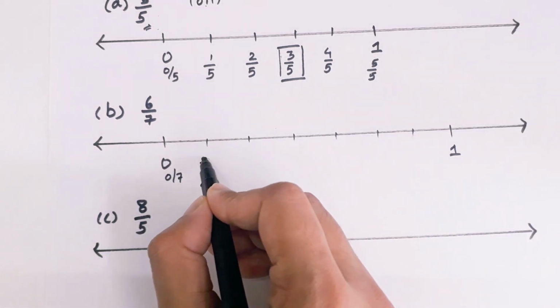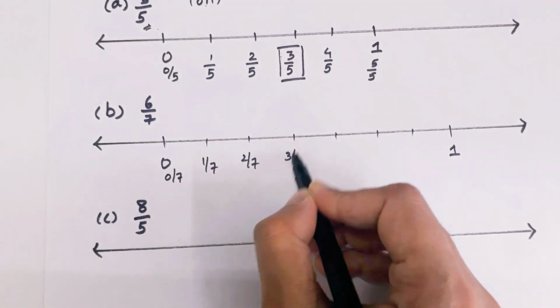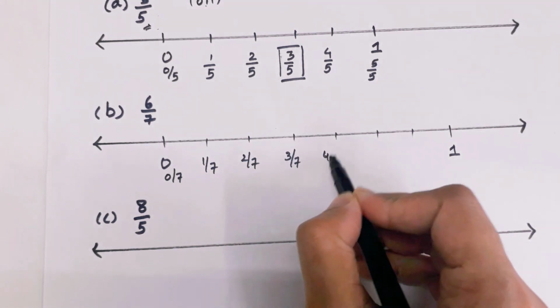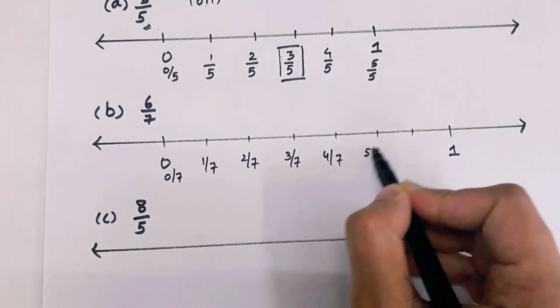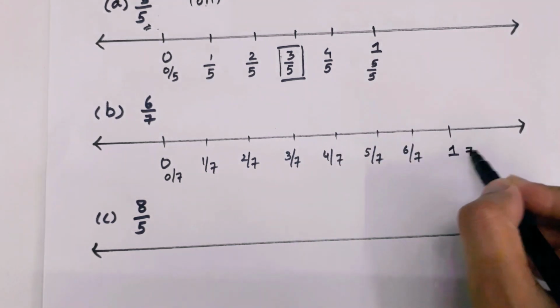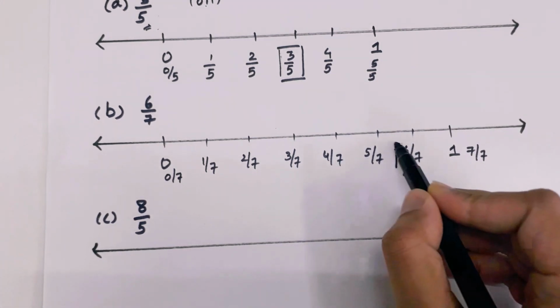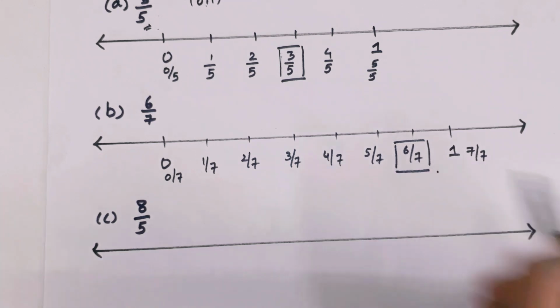Second, this one is 1 upon 7, 2 upon 7, 3 upon 7, 4 upon 7, 5 upon 7, 6 upon 7, and this one will be 7 upon 7, which is equal to 1. So my 6 upon 7 is here. So this is how we can plot it.